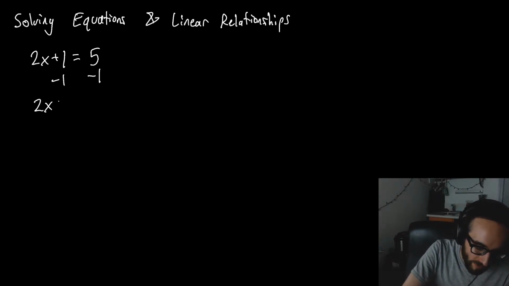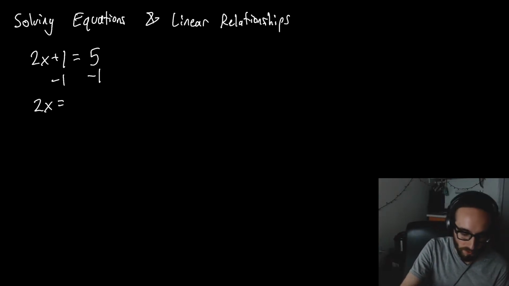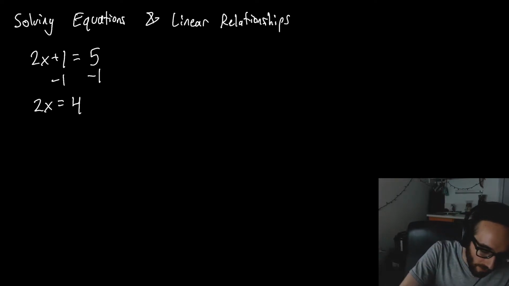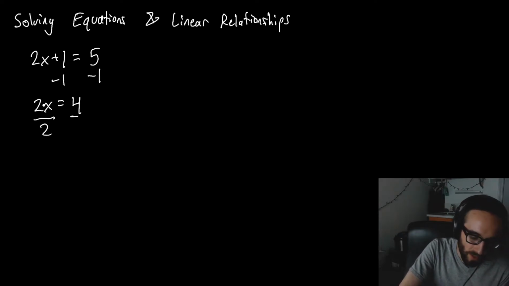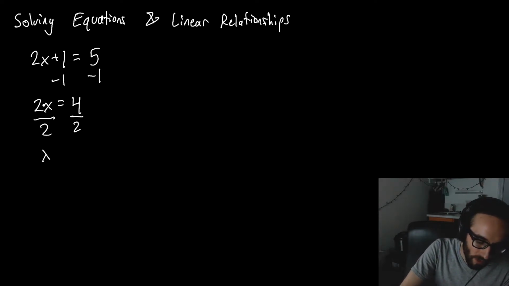So 2x equals 1 minus 1 is 0, so we undid that addition, and then we get 4 on the right side. Finally, we're multiplying by 2. So our next step would be to divide both sides by 2 to undo that multiplication. So we end up with x equals 2 as our answer to this equation.